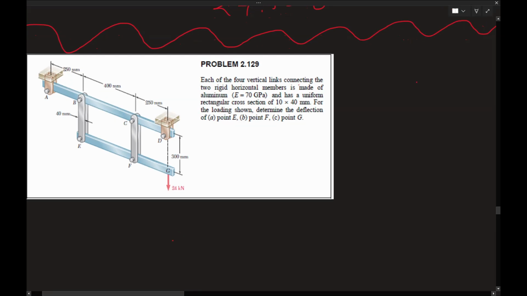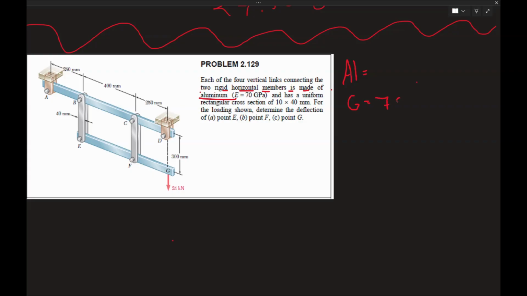Each of the 4 vertical links connecting the, oh yeah, there's 4. 1, 2, 3, 4. Each of the 4 vertical links connecting 2 rigid horizontal members is made of aluminum. So just write aluminum here. G equals 70 gigapascals. Or E, I'm just going to say E, I get confused. And each has a uniform rectangular cross-section with cross-sectional area equal to 10 by 40 millimeters. For the loading shown, determine the deflection.